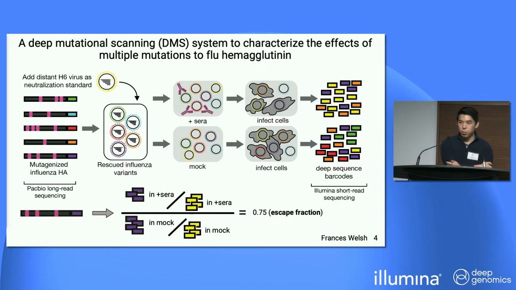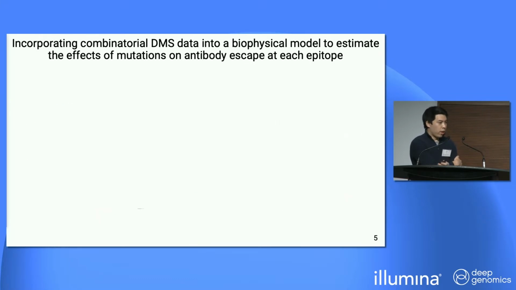And so the way to interpret the escape fraction is that if it's 1, it means that the variant was completely able to escape the antibodies in sera. And if it's 0, that means that the variant was completely neutralized, so it was not able to get into the cells at all.